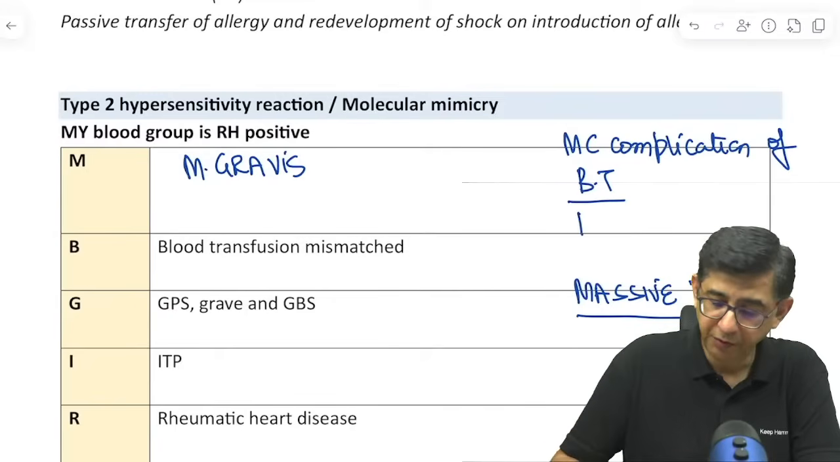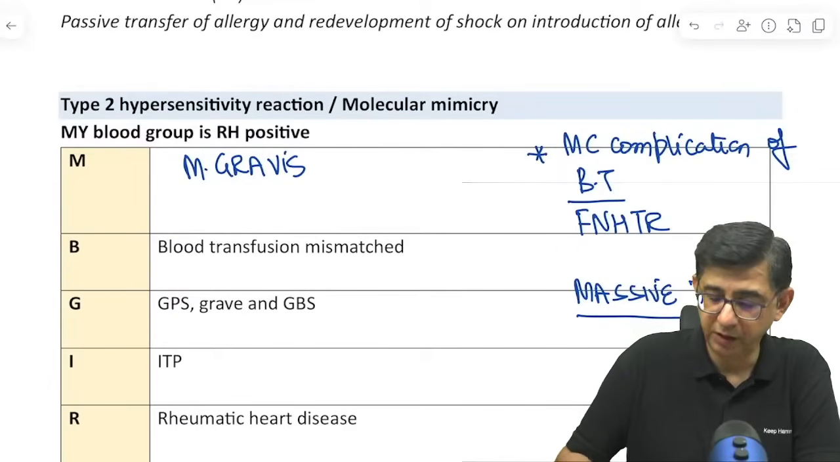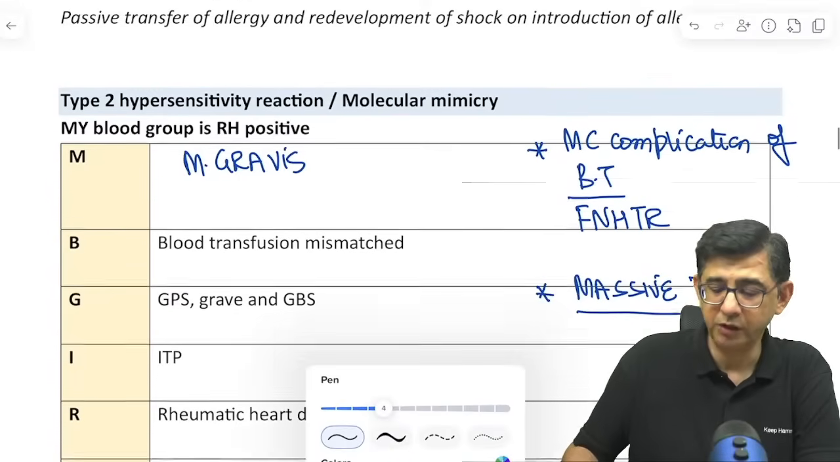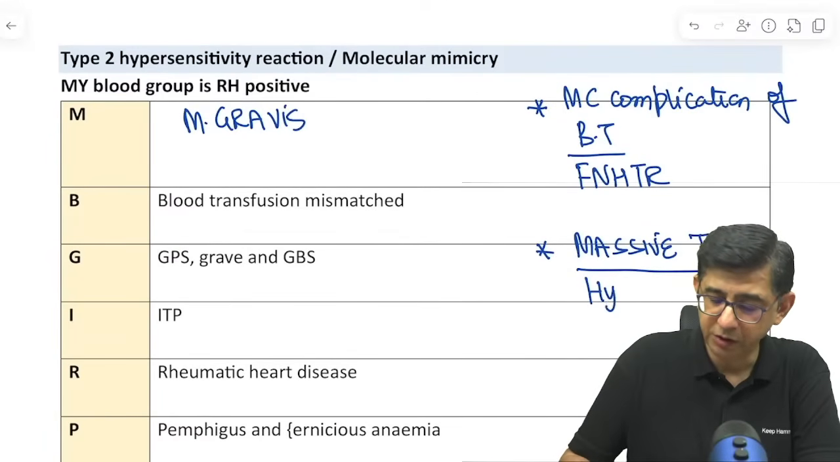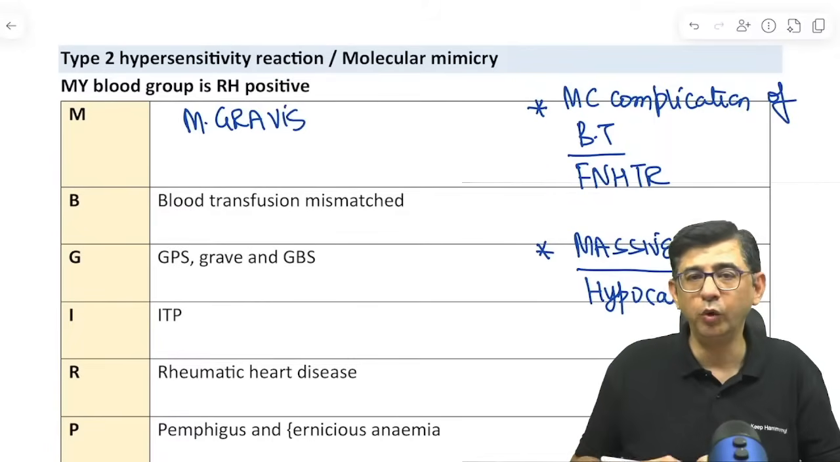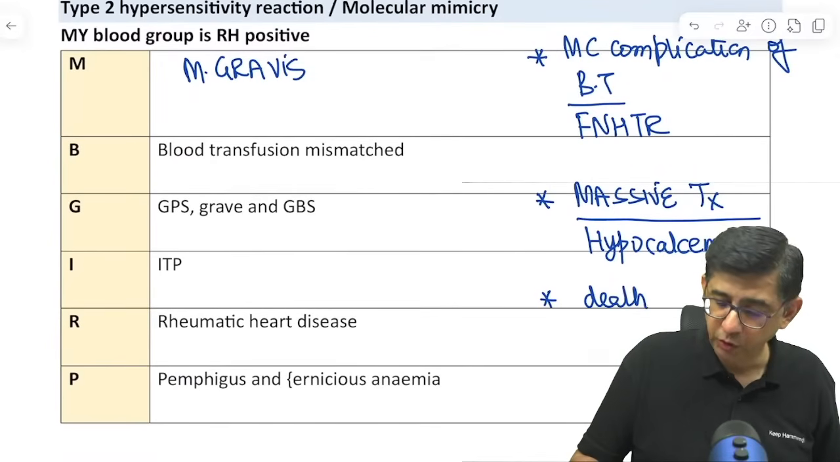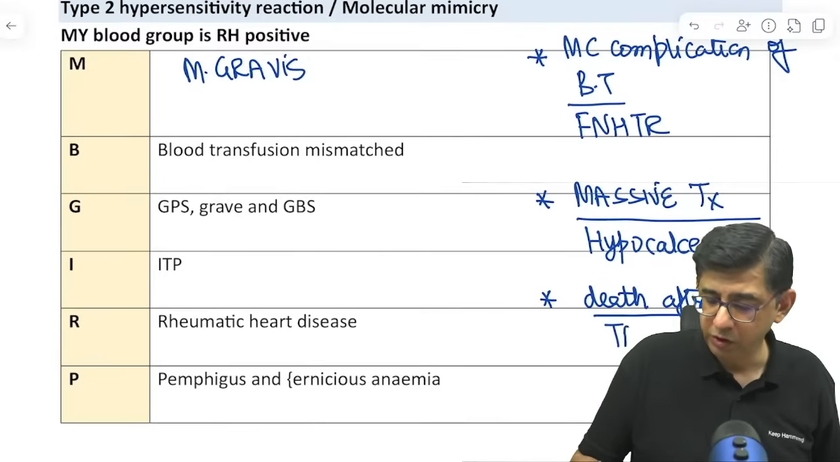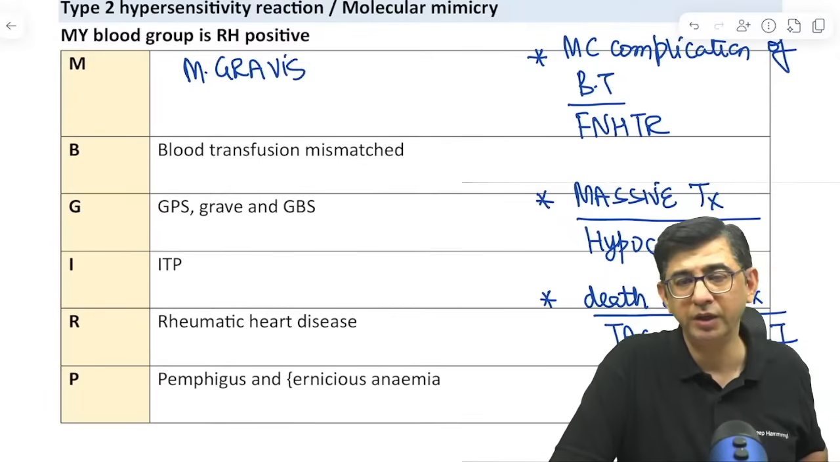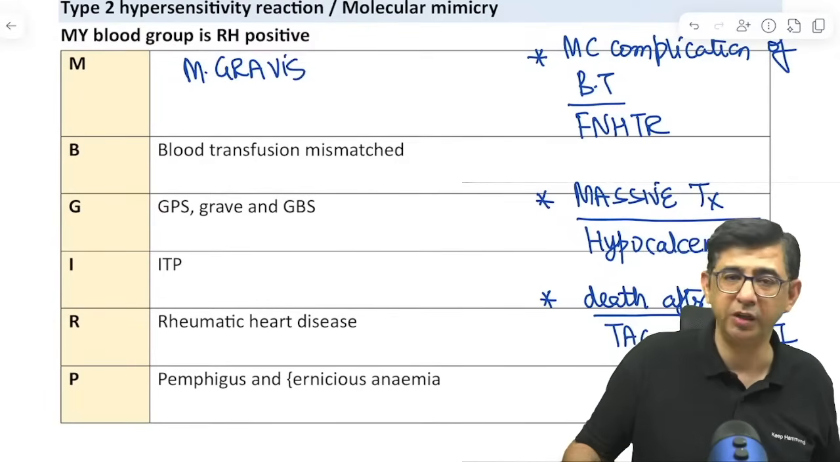Yeah, it is febrile non-hemolytic transfusion reaction. This is one of the questions that has been asked. Second is massive transfusion will result in development of citrate toxicity. This was your last time's exam, so that would be development of hypocalcemia due to massive transfusion. Then is death after blood transfusion. Somebody had commented TACO, that TACO is the cause of death after blood transfusion. It is not TRALI, it is transfusion related acute lung injury. No, it is TACO, transfusion associated circulatory overload.